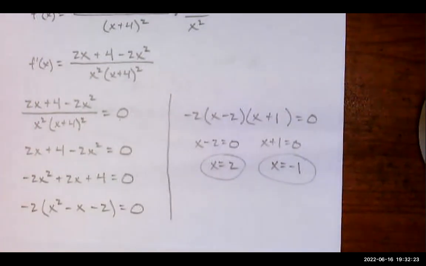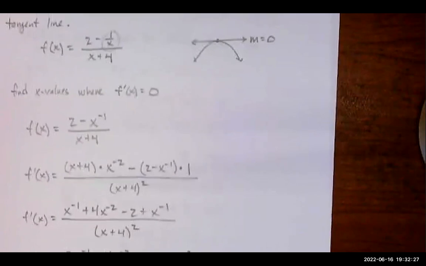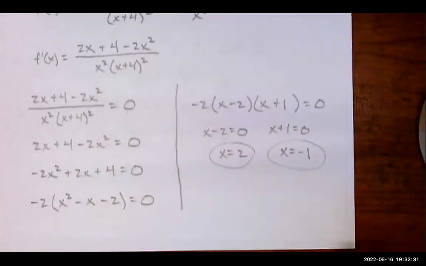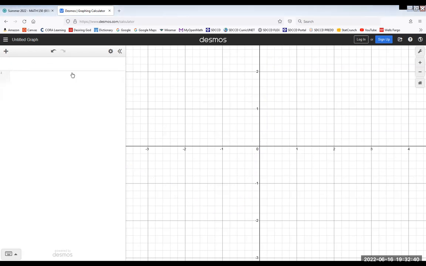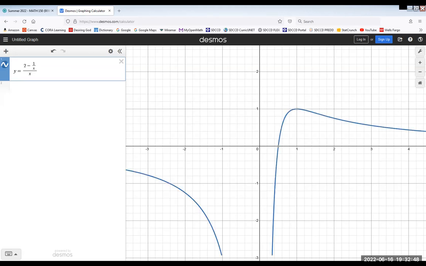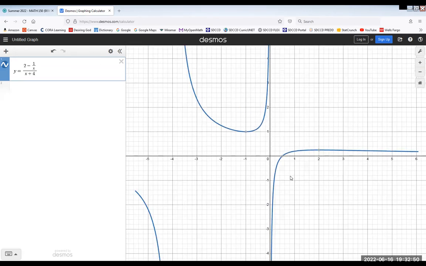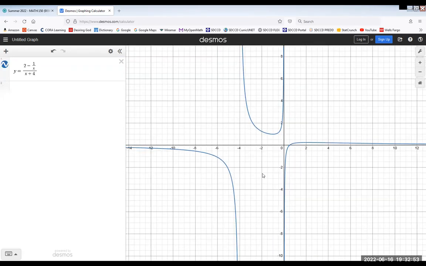We got it. I guess if we really wanted to, we could find the y values by plugging back in, but they didn't ask for that here. They just wanted those x values. Let's check out the graph. y equals 2 minus 1 over x plus 4. Kind of cool. Whoa, okay. Didn't expect that.